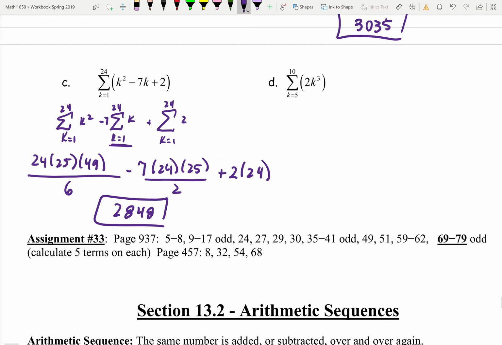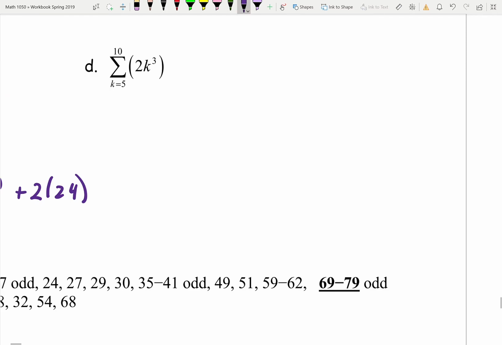Okay, last problem. To see how there's a number and a variable in my formula, pull the number out. So we're going to go 2 times the summation of k equals 1 to k equals 10 of k to the third. Oh, it is a 5. Yes, it is a 5. Thank you. That's a k to the third. So that's the formula that I'm going to use.